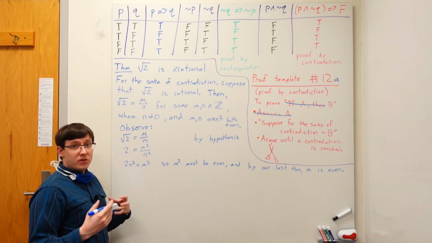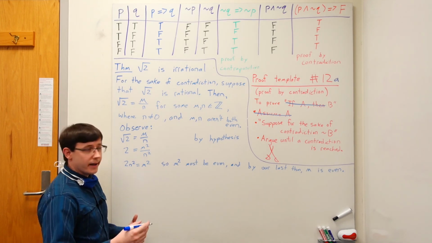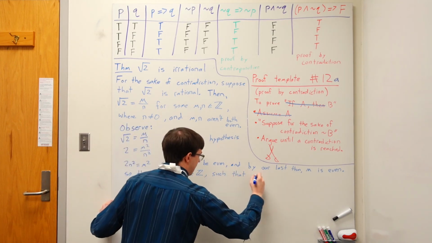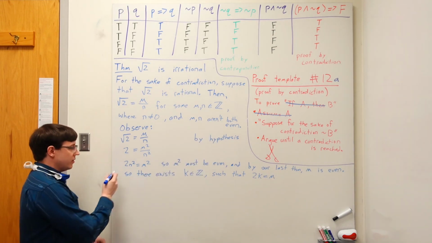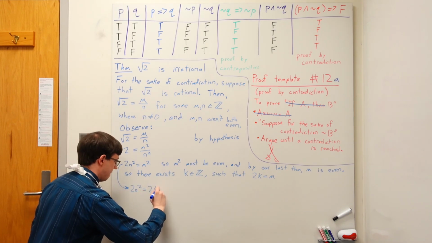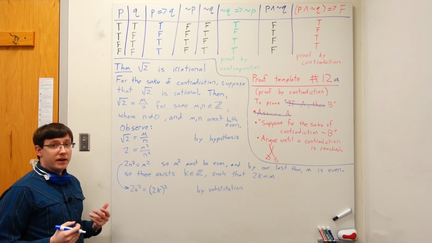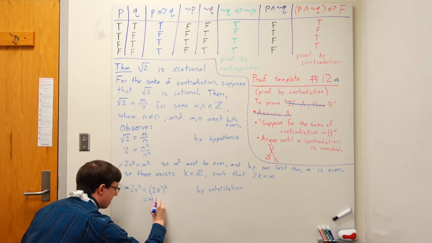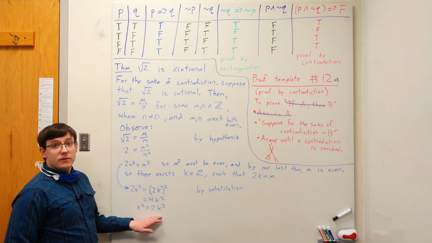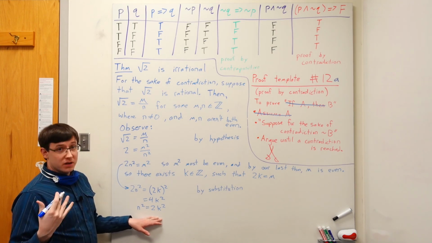And once we know that m is even, we know that we have some other integer that we can multiply by 2 to get m. And now we can substitute that into our previous equation. And now if we simplify, we find that n squared is an even number, and again, by our previous theorem, n must also be even.